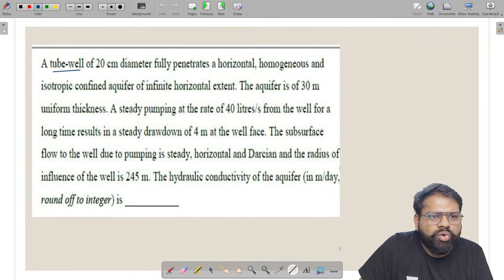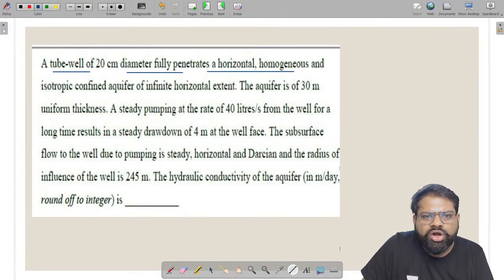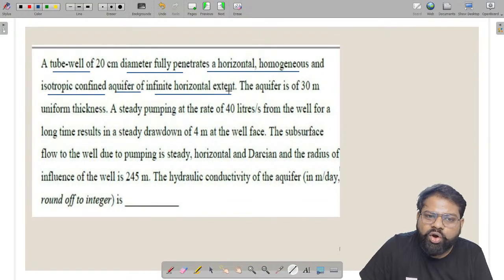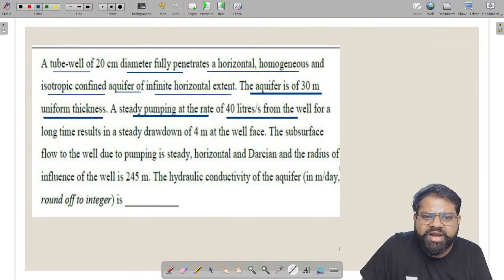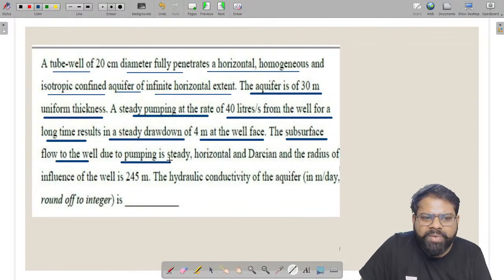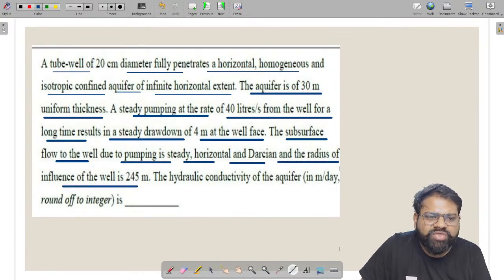Just see this. A tube well of 20 centimeter diameter fully penetrates a horizontal, homogeneous, isotropic, confined aquifer of infinite horizontal extent. The aquifer is of 30-meter uniform thickness. A steady pumping at a rate of 40 liters per second from the well for a long time results in a steady drawdown of 4 meter at the well face. The subsurface flow to the well due to pumping is steady, horizontal and Darcian, and the radius of influence of the well is 245. Find the hydraulic conductivity of the aquifer.